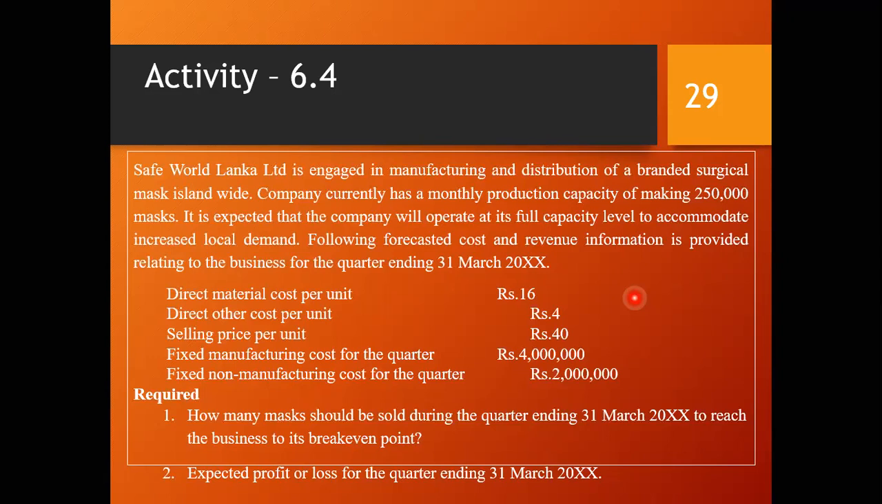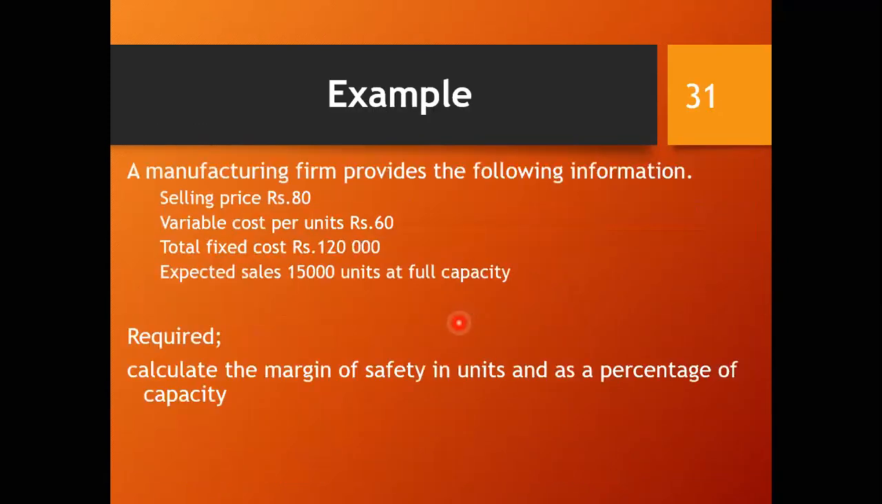Or even if you want, you can express the margin of safety as a percentage of total revenue. Your margin of safety is 450 into 40. Total revenue is 40 into 750. So therefore, 450 divided by 750, you can express this as a percentage. Different ways of expressing.